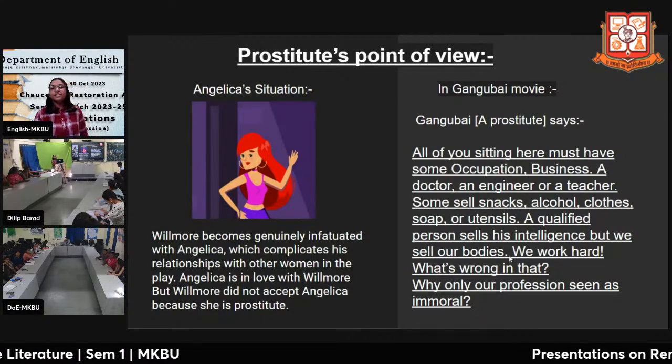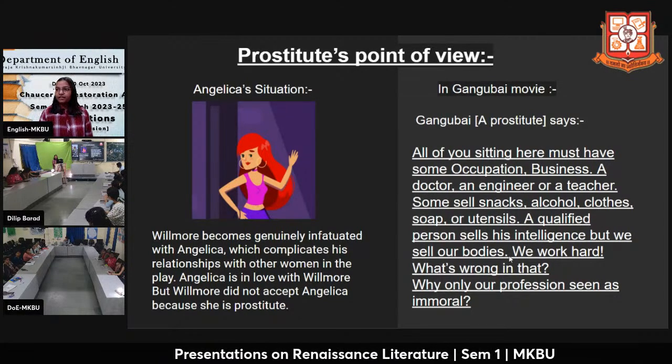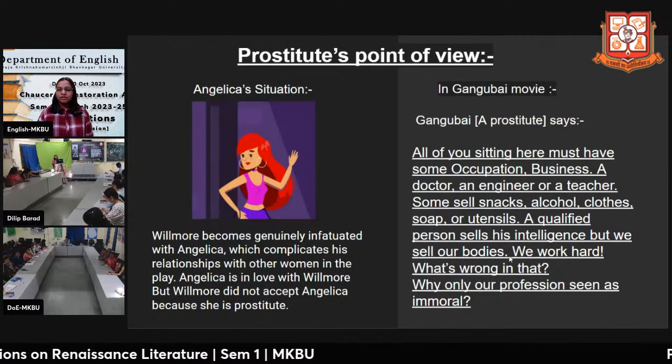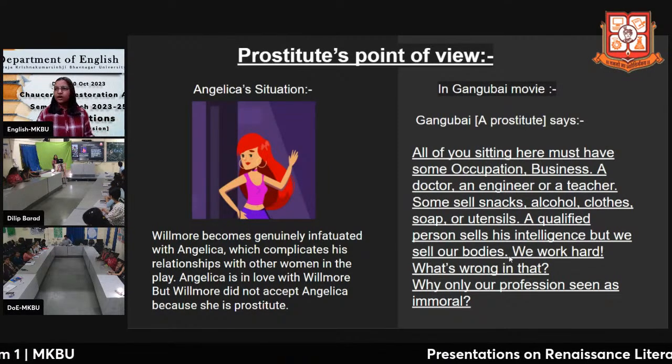So she is trying to say that society should take our profession normally, that it is okay, fine, that everyone is doing their job, and this is our work, and we have to do this for money or anything.